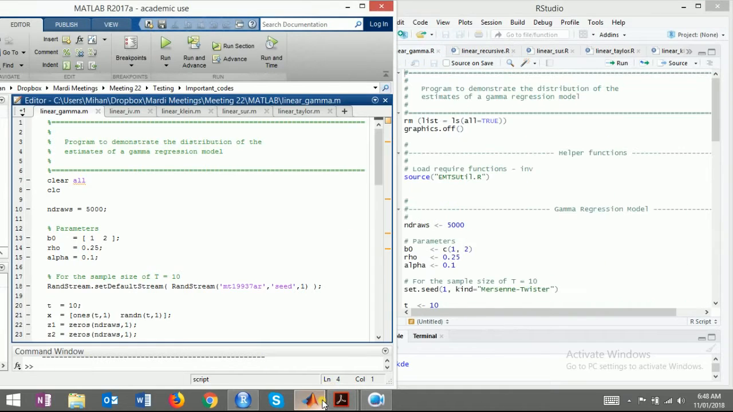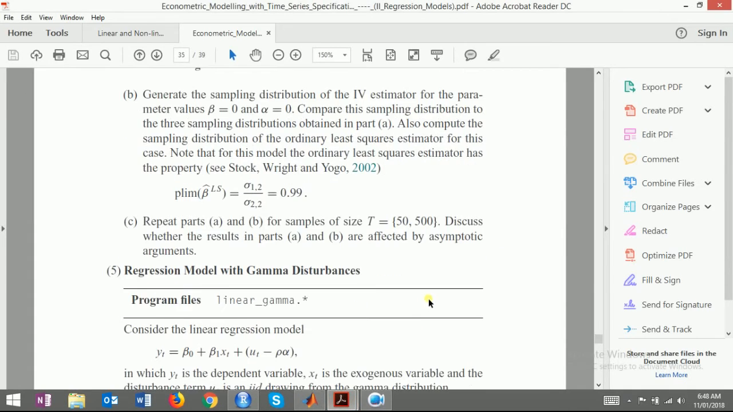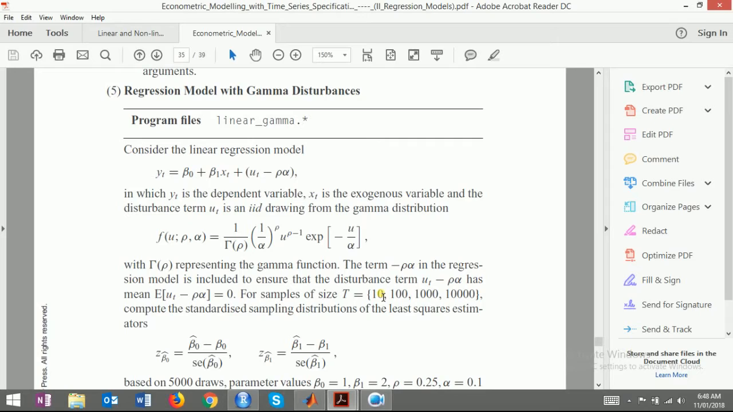And then the second problem that we have here is regression model with gamma distribution. So we'll use the linear gamma code. Consider the linear regression model, yt equals beta naught xt plus ut minus rho alpha, in which yt is the dependent variable, xt is an exogenous variable, and the disturbance term ut is an IID drawing from the gamma distribution. Good.